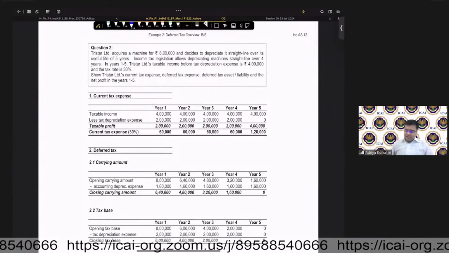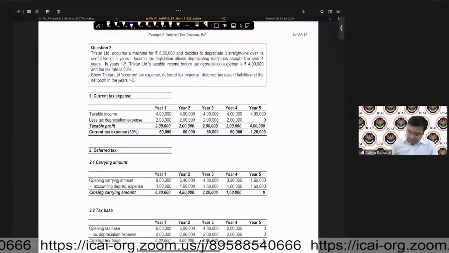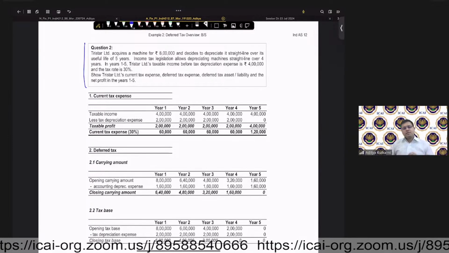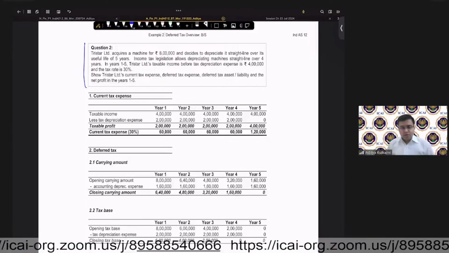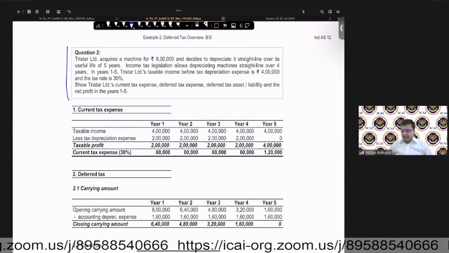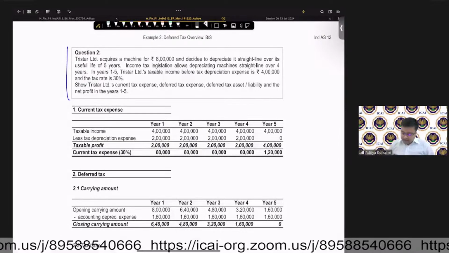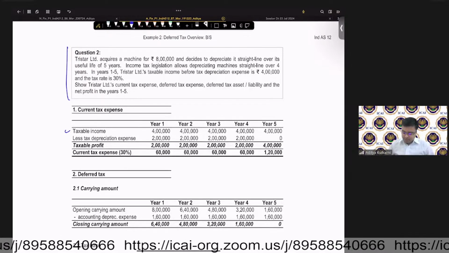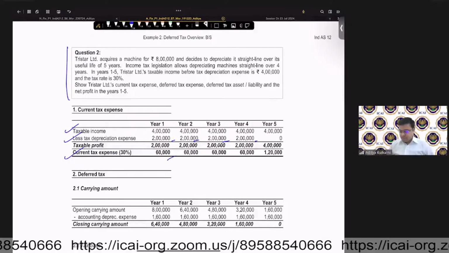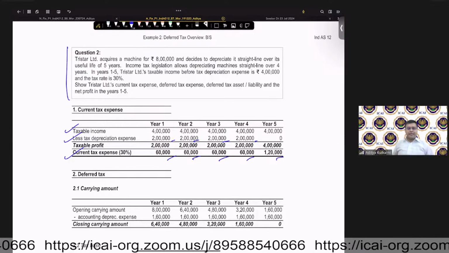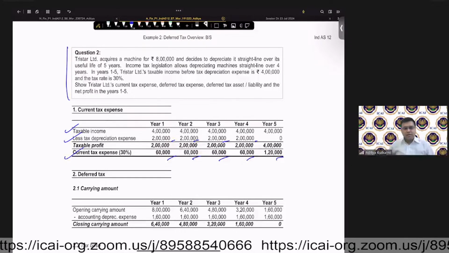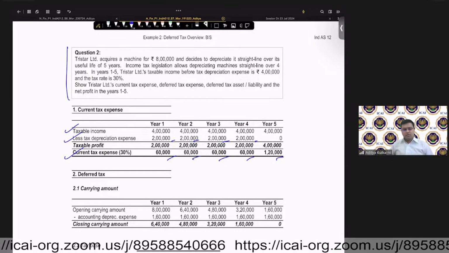All right, so this is the same question. TriStar Limited acquires a machine for 8 lakhs. Useful life 5 years. Tax depreciation over 4 years. Calculate the deferred tax expense. So now let us understand the balance sheet approach. Taxable income 4 lakhs, depreciation expense 2 lakhs each year. So current tax expense 60, 60, 60, and 120. This is exactly what we have taken from the previous situation.